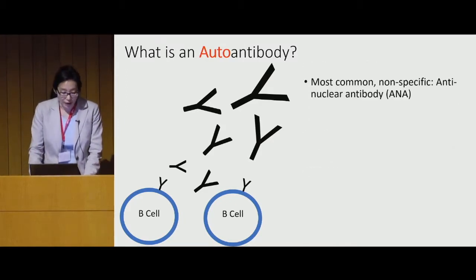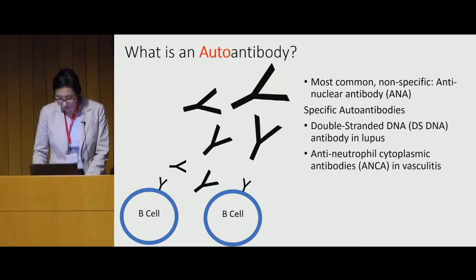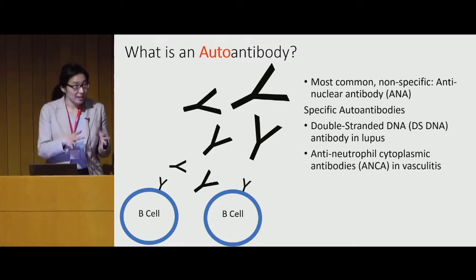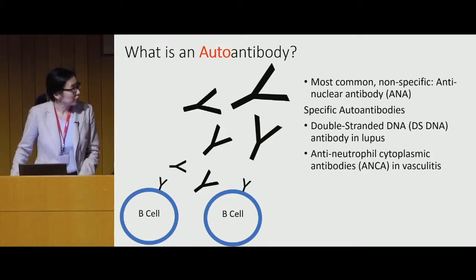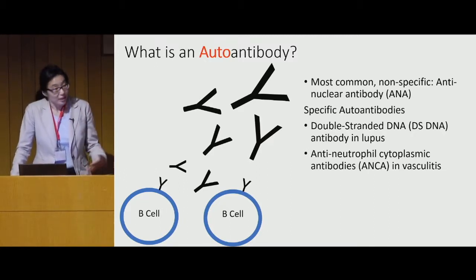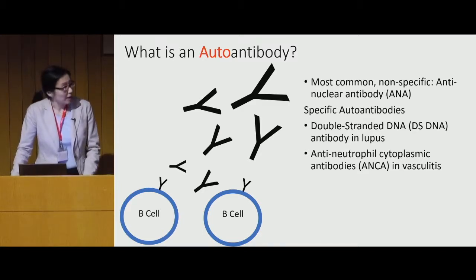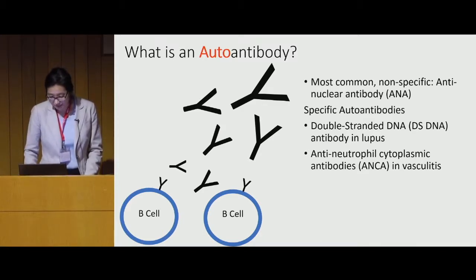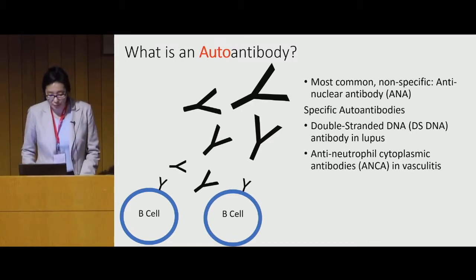So the most common autoantibody in general is the antinuclear antibody, or ANA. The ANA is when there's an antibody to, it's kind of nonspecific to anything that can be found in the nucleus, the center part of the cell. But there are specific autoantibodies that have been described in other conditions. For example, there's double-stranded DNA that's been described in lupus, and anti-neutrophil cytoplasmic antibodies, or ANCA antibodies, in vasculitis. So there's a precedent for finding these very specific autoantibodies for specific conditions.